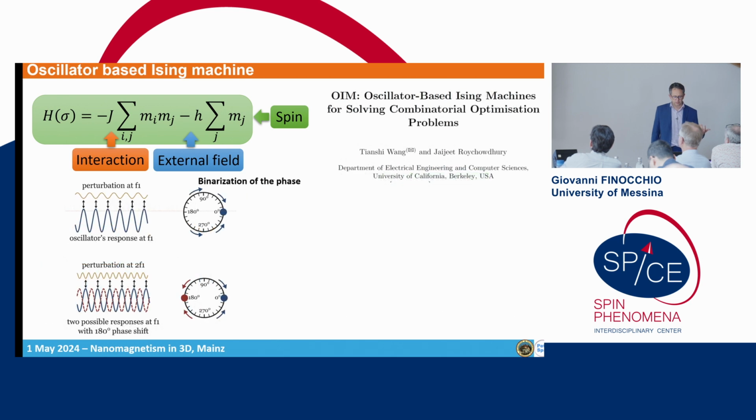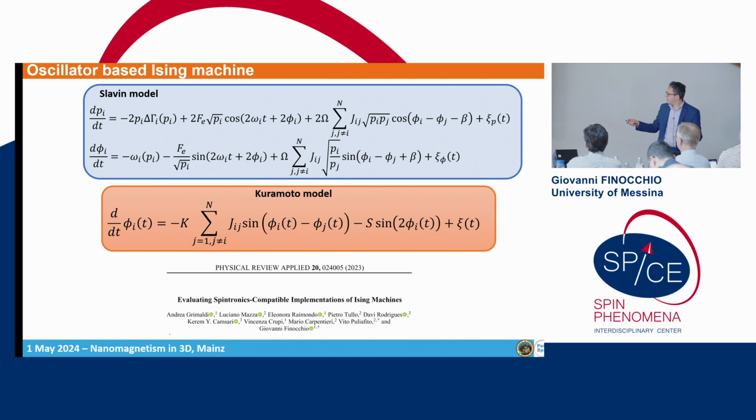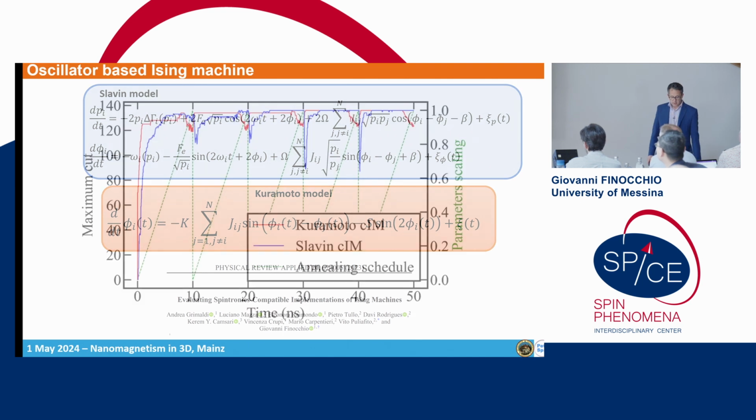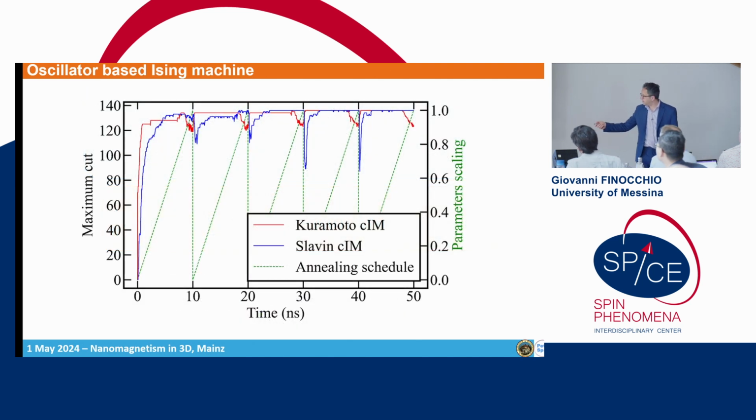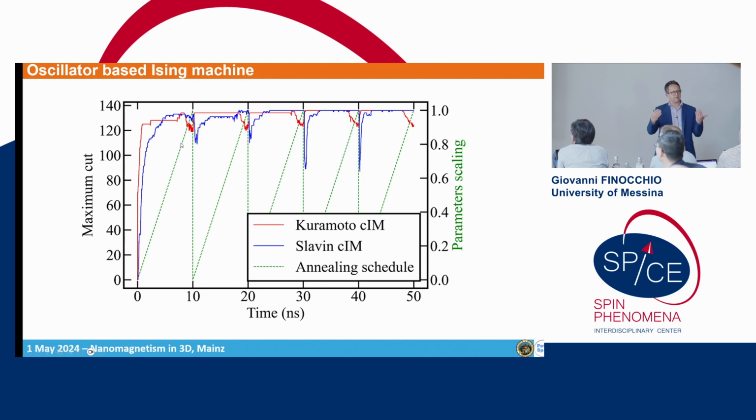Then you can couple these oscillators together in order to have a network of oscillators. Of course, what we did is we explored this performance in software. We implemented the so-called Kuramoto model, which can also be used for vortex-based spin-torque oscillators, or the Slavin model, which can be used for uniform spin-torque oscillators. These are the results we published in the last paper. You see the performance is similar. Even if you have coupling between power and phase in the spin-torque oscillator, you can still get performance which is comparable with the Kuramoto approaches.